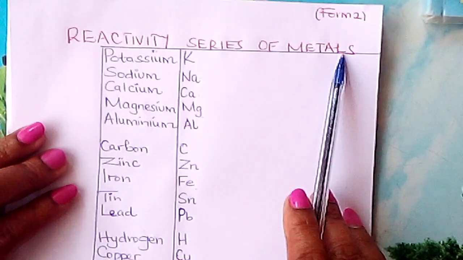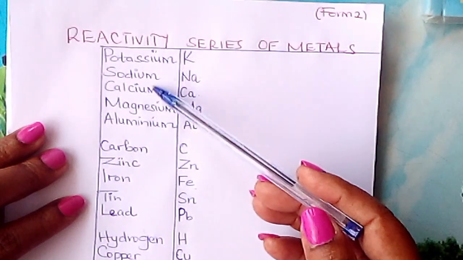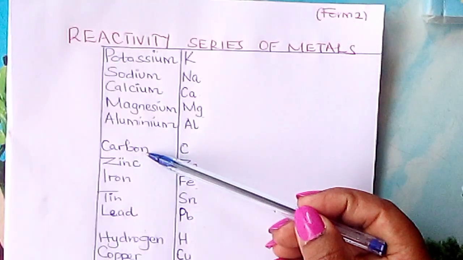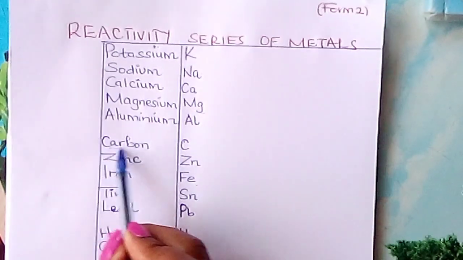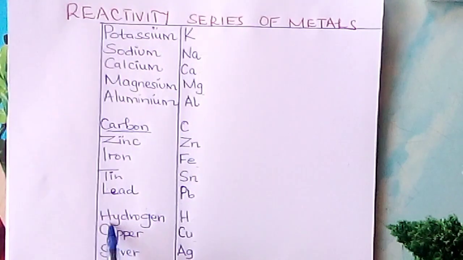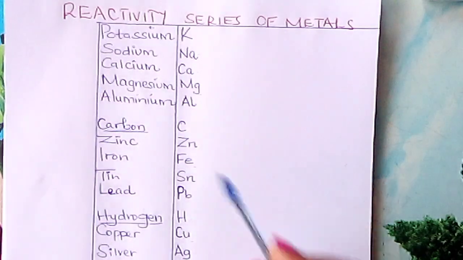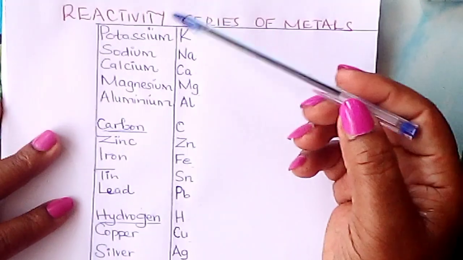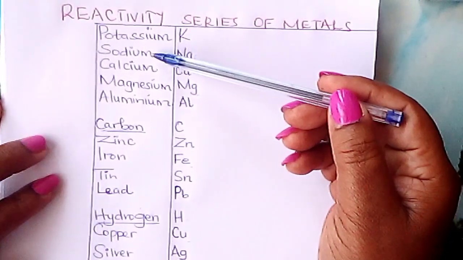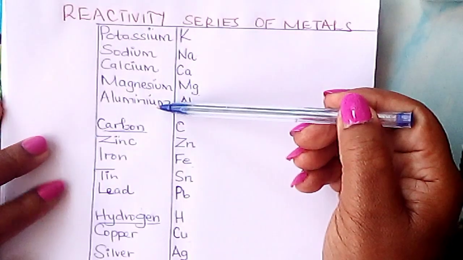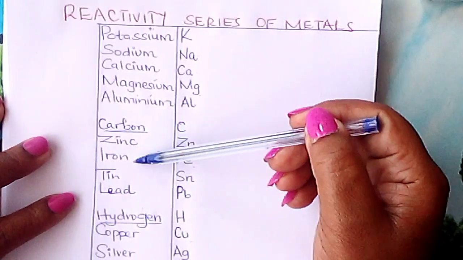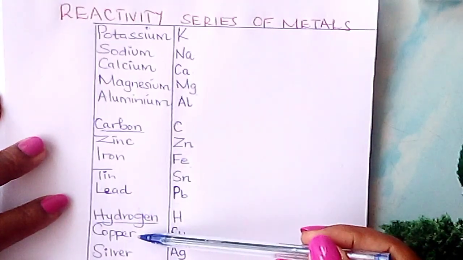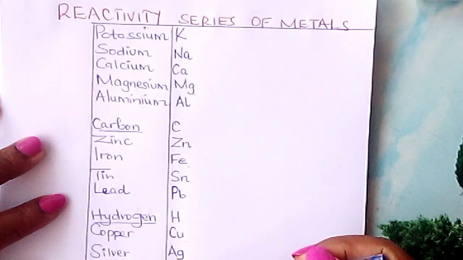Reactivity series of metals, and this reactivity series will also show the position of carbon. Learner, look at this. The position of carbon. Carbon is here. And hydrogen in the reactivity series, though they are non-metals. So the reactivity series, learner, you know it starts with potassium, sodium, calcium, magnesium, aluminium, carbon, zinc, iron, tin, lead. Then you have hydrogen followed by copper, silver, gold, and platinum.